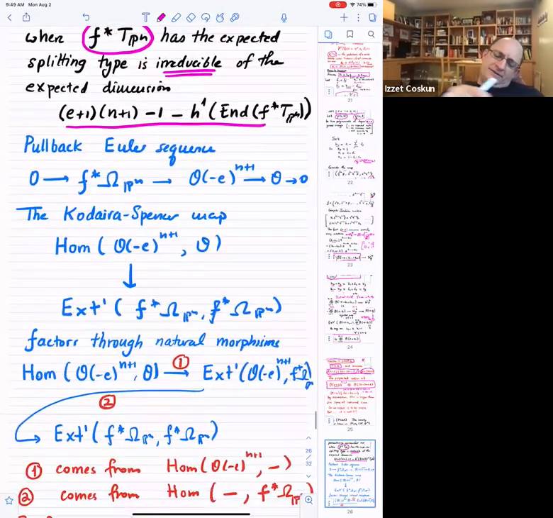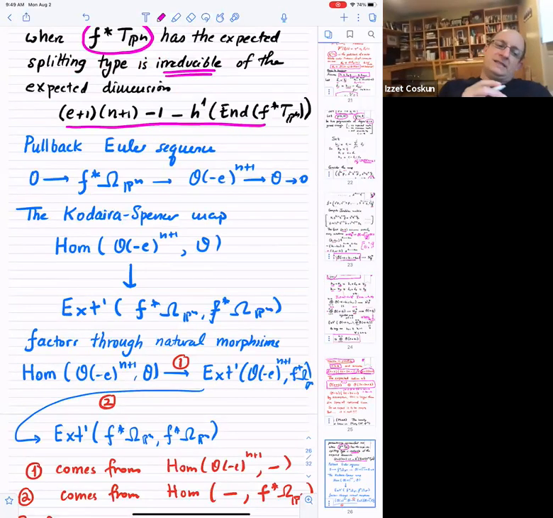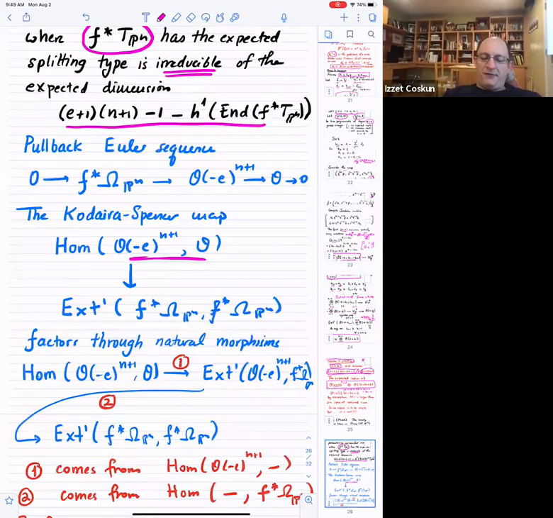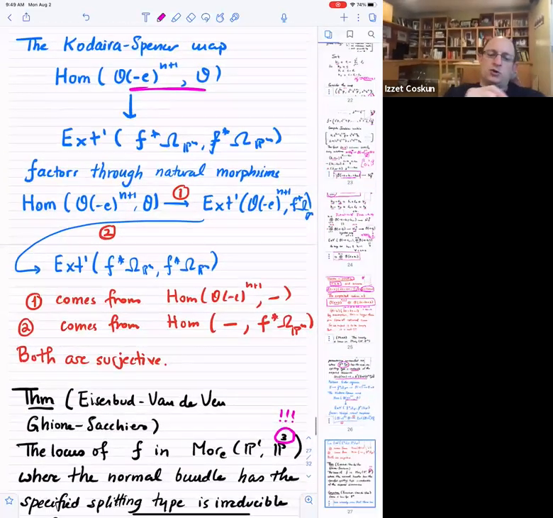Okay. There, the reason turns out to be that, if you pull back the Euler map, you can work out the Kodaira-Spencer map from the tangent space, from homomorphisms, to the deformations of the pullback of the tangent bundle, and it turns out to be surjective.